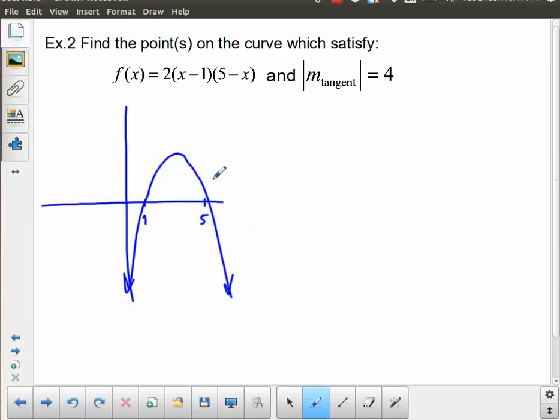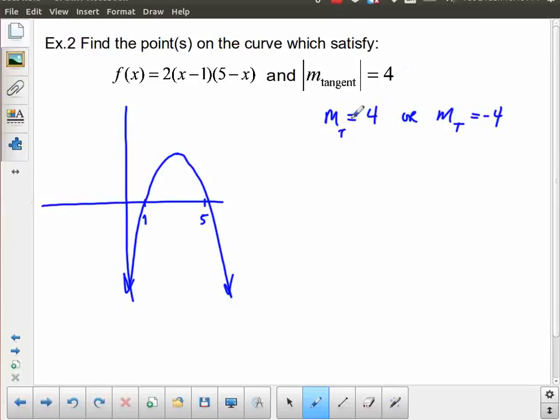So it's going to be something like that, just a rough sketch. So what we want is the absolute value of the tangent to be equal to 4. Well, what does that mean? If the absolute value of the tangent is equal to 4, that may mean that the slope of the tangent is equal to 4, or that could also mean the slope of the tangent is equal to negative 4, because the absolute value of negative 4 is equal to positive 4.